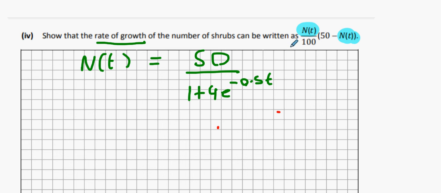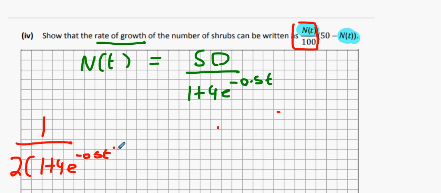So what's NT divided by 100? So what happens if I divide all this by 100? If I put 100 on the bottom, what happens to the 50 and the 100? Can anybody tell me? 50 turns into 1, 100 turns into 2. Excellent, alright? So that would make the first part here in the red box 1 over 2, 1 plus 4, e to the 0.5 t. Cool with that?